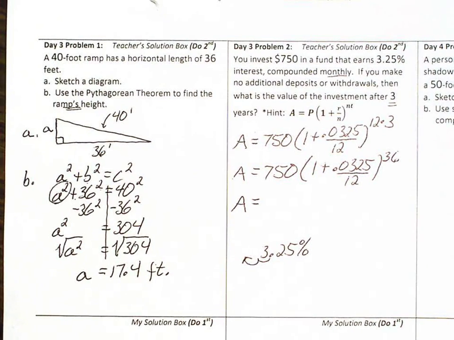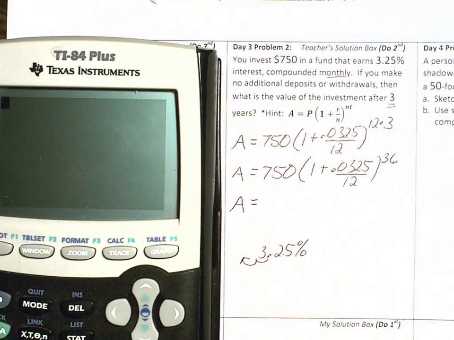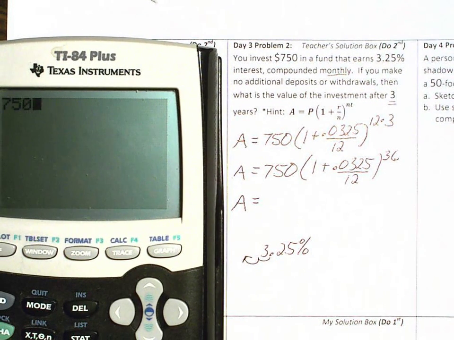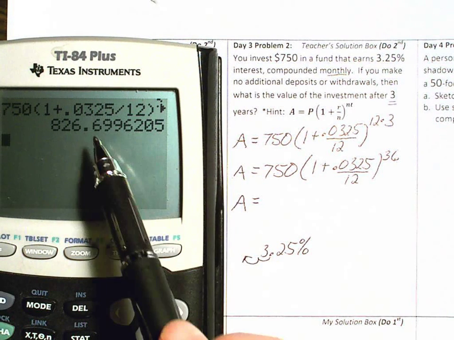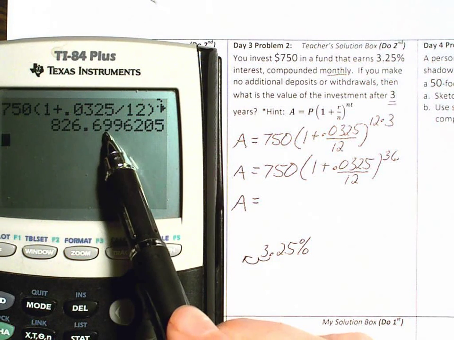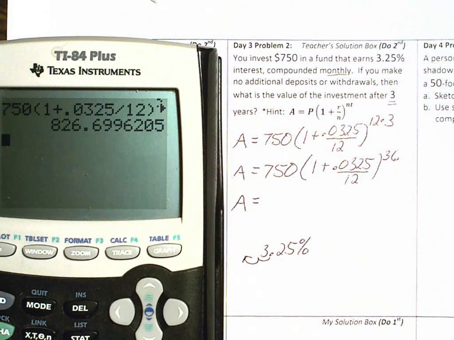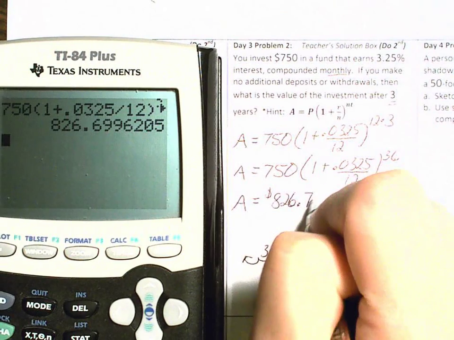And so let's see what this makes on the calculator. $750 times 1 plus 0.0325 divide by 12, close the parenthesis, exponent 36. $826. Looking at the next number, that is 5 or higher, so we round this up to 70 cents. So $826.70.